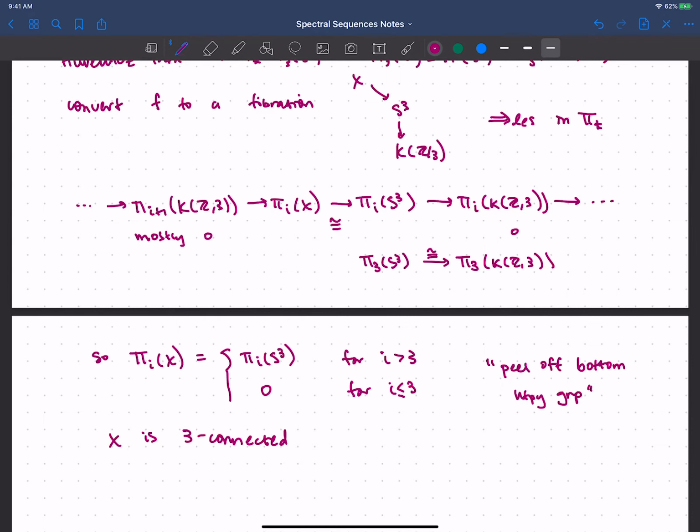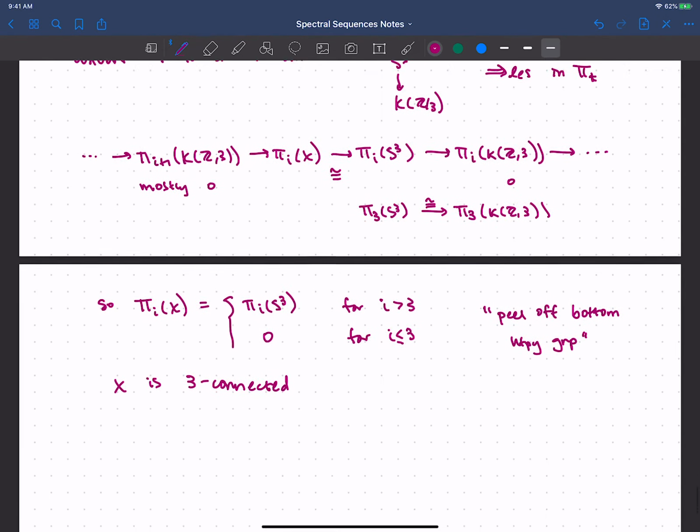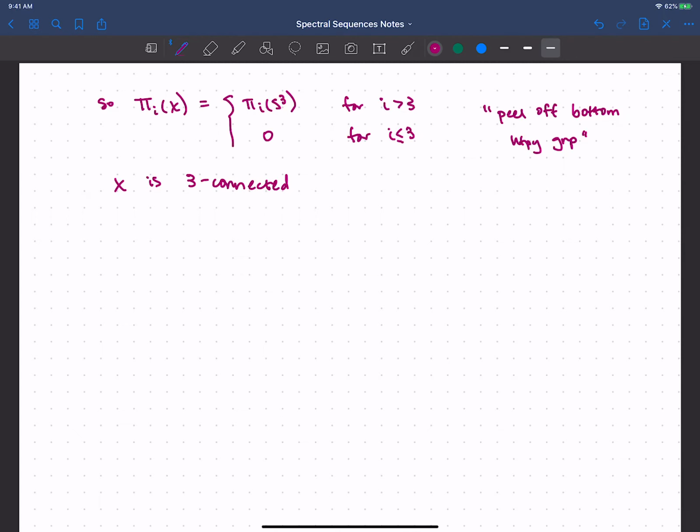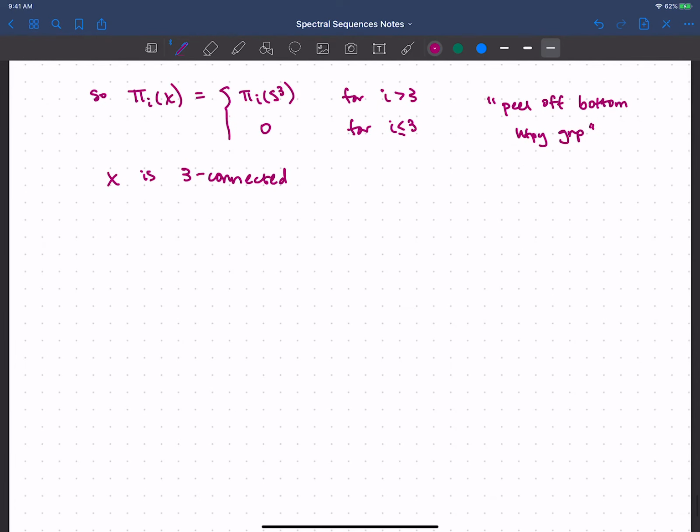All right, anyway, what I'm trying to say is X is 3-connected. Okay, X is 3-connected. And so again, I want to use that Hurewicz theorem. And that's going to tell me that at the next dimension, I've got this map from π4 of X to H4 of X with integral coefficients, of course, and that's an isomorphism. But that π4 of X, that's also π4 of S3, the thing that we're trying to compute.